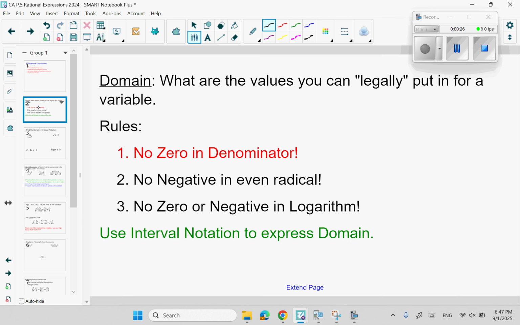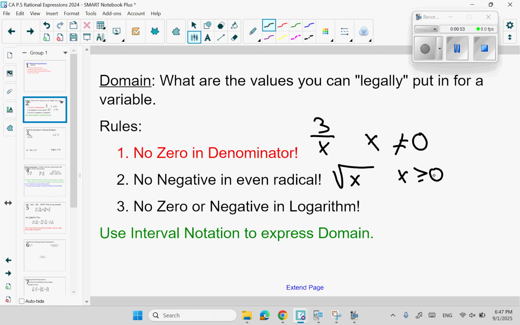So, first, domain restrictions. There are three main things that come up. You can never ever divide by zero, so something like 3 over x could not have x equal zero, because it's in the denominator. Can't have negatives in an even radical, which should make sense. Square root of x would have to be greater than or equal to zero. Otherwise, it would create an imaginary number.